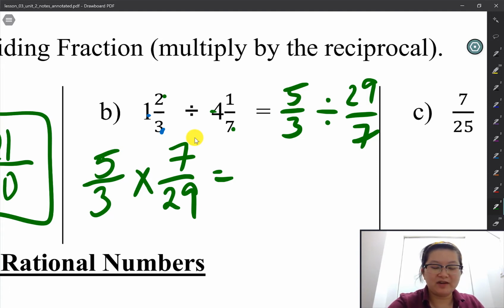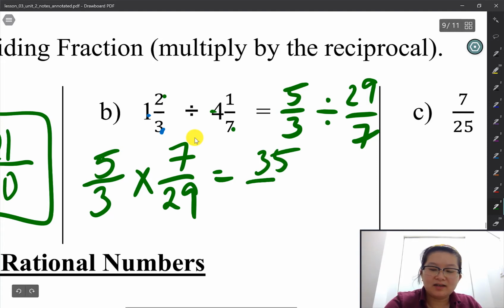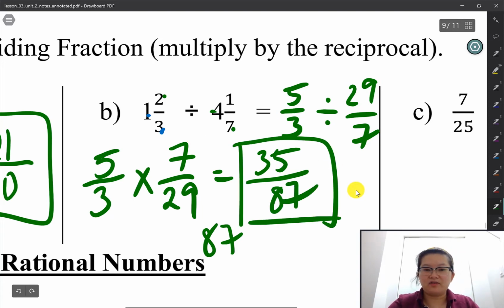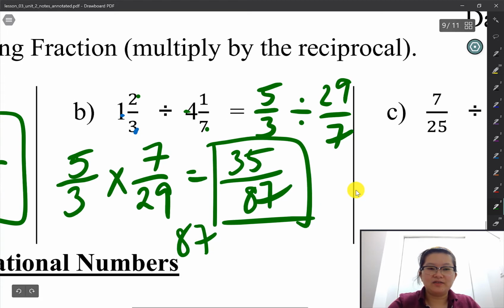Nothing to simplify. 5 times 7 gives me 35. 3 times 9 is going to be 7. 3 times 2 is 6. 6 plus 2 is 8. So 8 over 7. Okay, that is my fraction. I can just leave it like that.